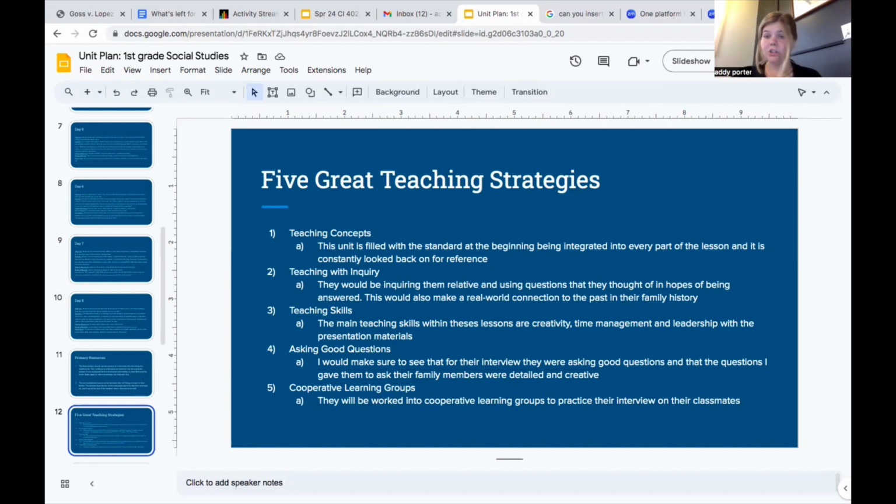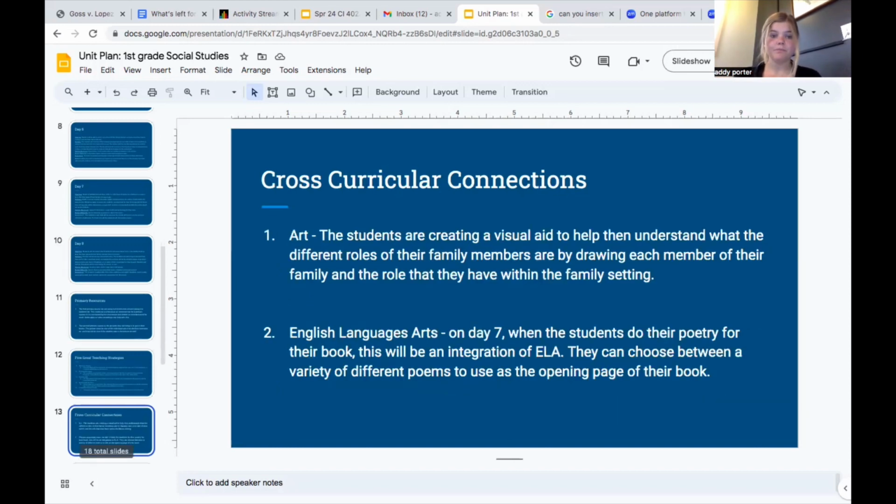For asking good questions, I would want to make sure that I pose good questions for them throughout the lesson, but also I would want to make sure they're asking good questions to the person they're interviewing. For their cooperative learning groups after the Think, Pair, Share, I would use that as an opportunity to implement cooperative learning groups to also go back and forth interviewing different students.